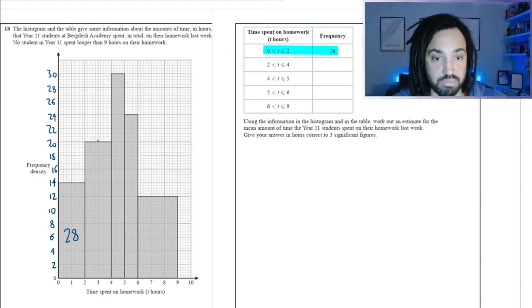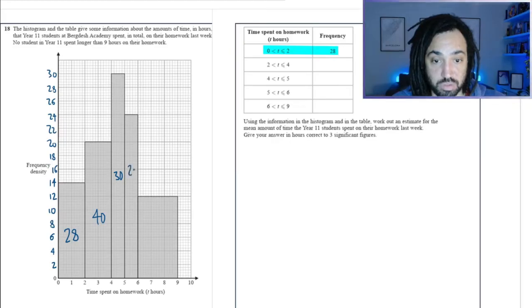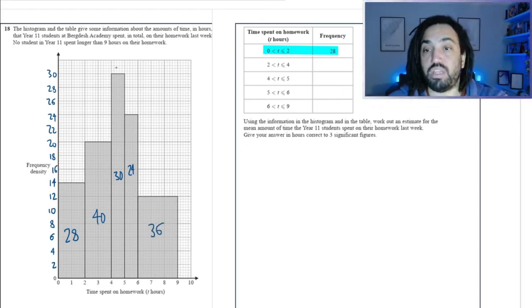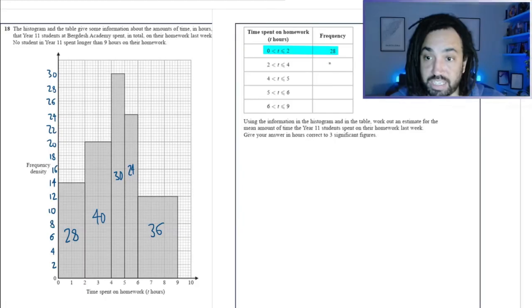So okay, 20 is this height and the width is 2, so that's 40. This width is 1 and it's got a height of 30, so it's 30. This has got a width of 1 and a height of 24, so 24. And this is a width of 3 and a height of 12, so 3 times 12 is 36. Okay, so we can put that into the table now.